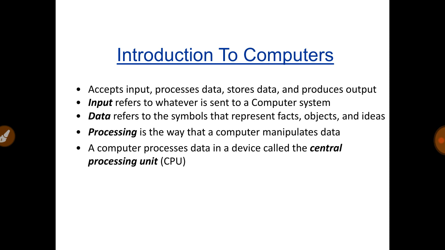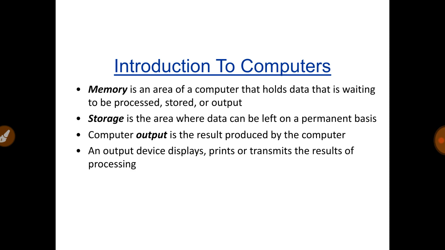Next, CPU. The CPU is also a processing device. It controls the operation of all the parts of the computer. Next, output. Output is the result obtained from a computer system after processing. Next, memory. Computer memory is a physical device capable of storing information, volatile or non-volatile.